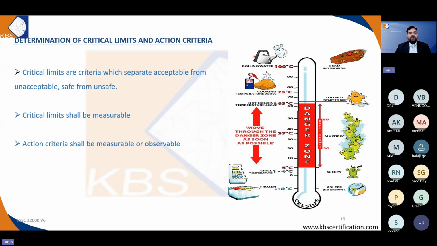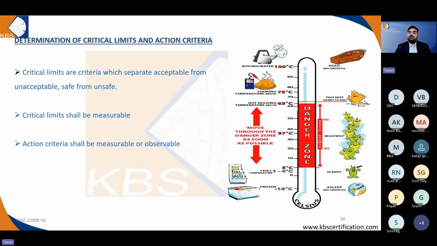Then determination of critical limit and action criteria. This is basically temperature control. When you say your product is a chilled item, then your product will be kept at 0 to 5 degrees Celsius. A chilled food product means any food product which is stable or has a shelf life only when you store it at 0 to 5 degrees Celsius. If your product is a frozen product like ice cream, then you have to hold it at -18, or you can go -19, -20, whichever.